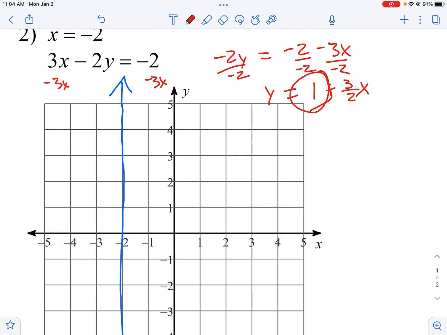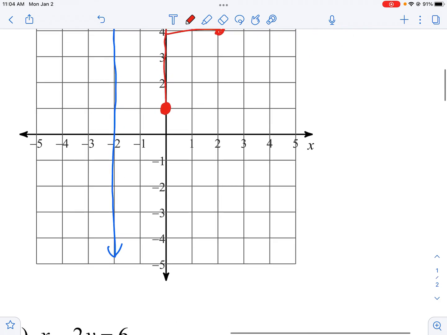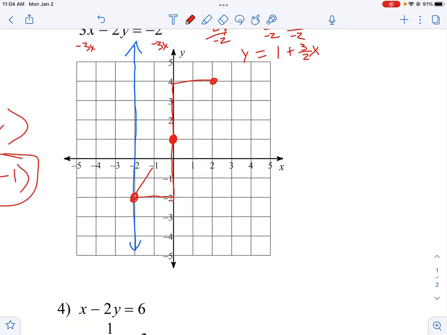So I got my y-intercept here of 1. So I put a dot there on my y-axis at 1. And then my slope is 3/2. Remember, positive slopes go up and right. So I'm going to go up 3 and then right 2. Well, let's go the other way, see where we end up. So down 3, left 2, we end up here. That'll be nice because that's where the two lines are going to meet.